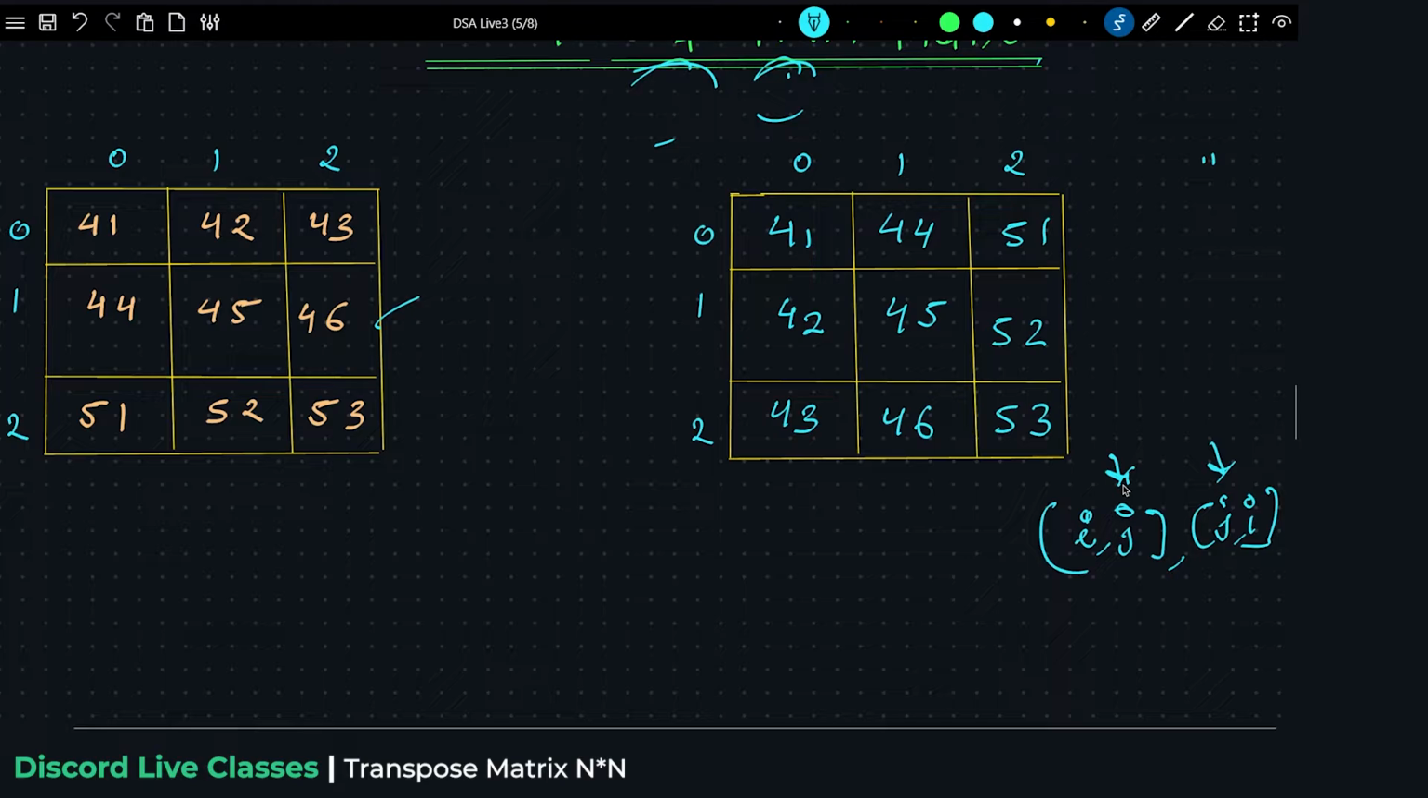The statement जो m cross n की जो algorithm थी जो हम ऊपर solve करके आए अभी, उसमें क्या था कि basically i comma j and j comma i को swap करते जाओ, you will get the transpose of the matrix. नहीं है तो करके देख लेना.